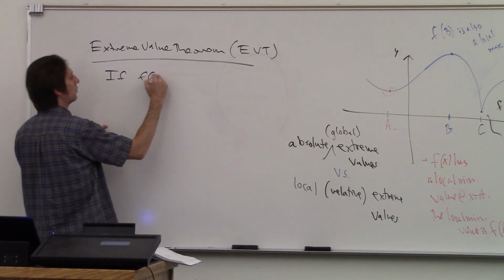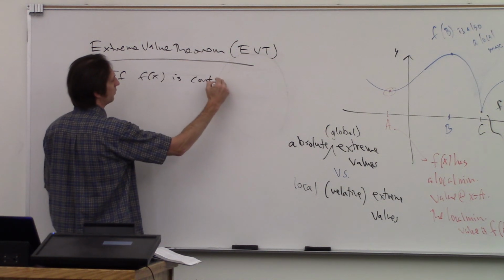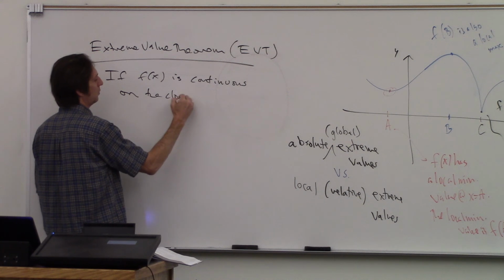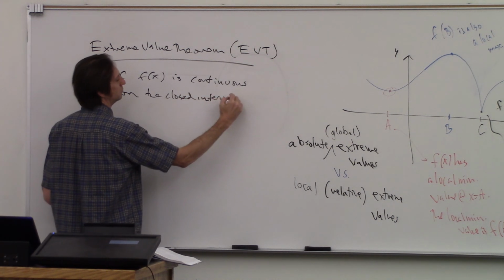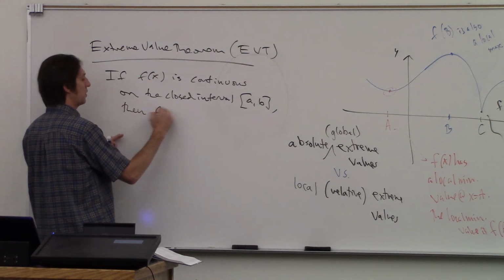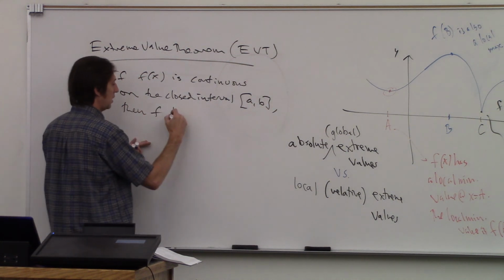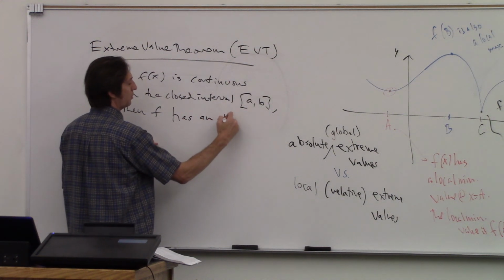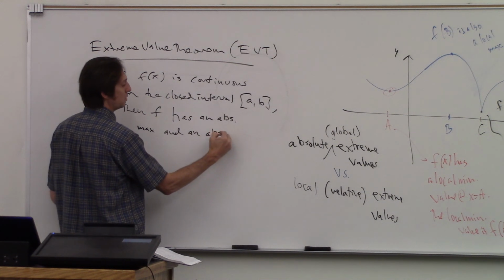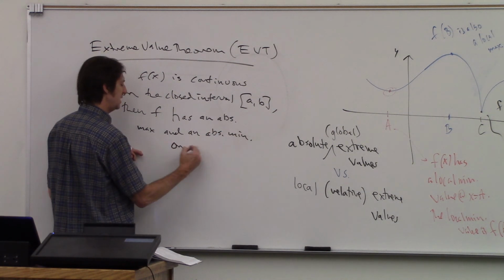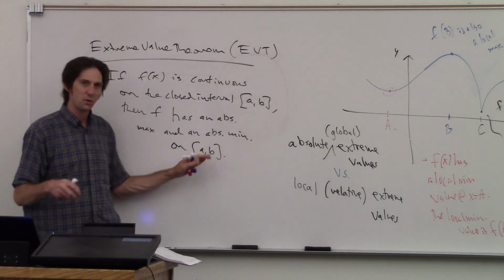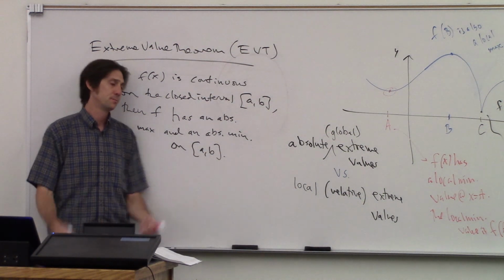If a function f of x is continuous on the closed interval a comma b, then the function f has both an absolute max and an absolute minimum, at least on the interval. But, of course, if I change the interval, then the max and min might change.